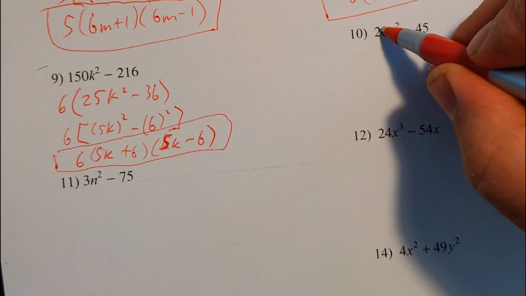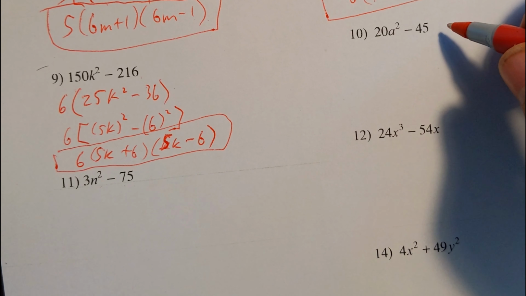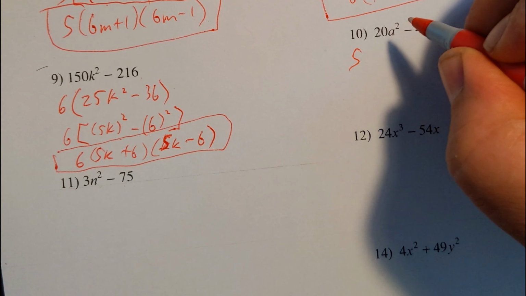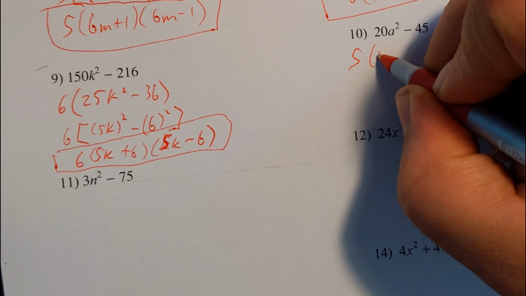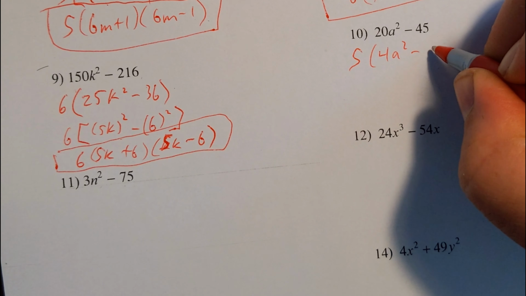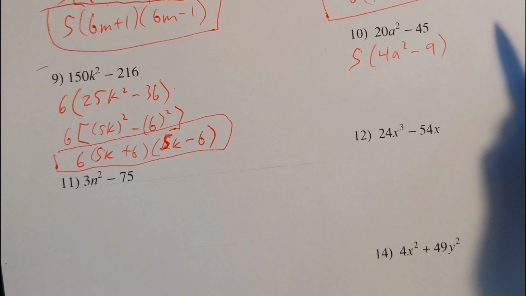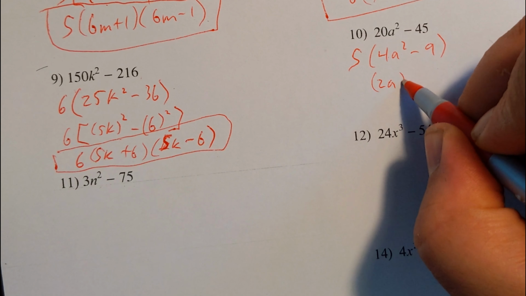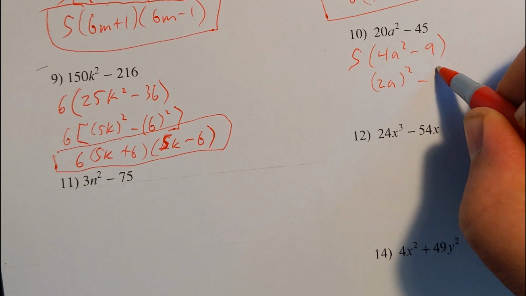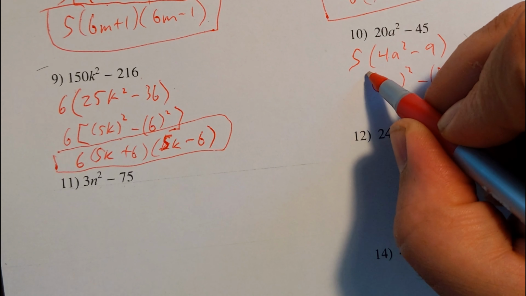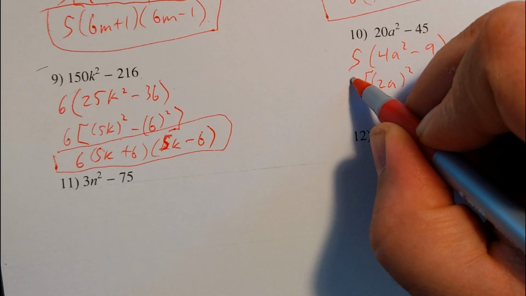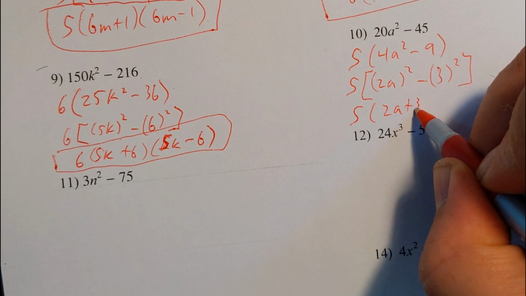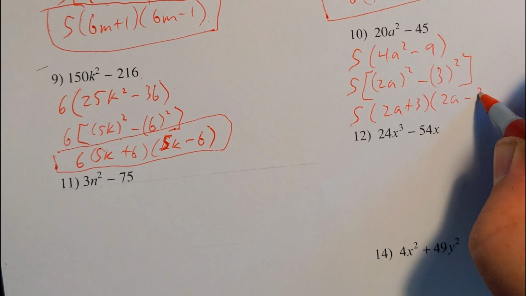Number 10, 20 and 45 can both be divided by 5. So if you pull 5 out of here, you're going to end up getting 4a squared minus 9. And the 4a squared is going to be 2a being squared, and the 9 is going to be 3 being squared, and all of this is being multiplied by the 5. So we have 5, 2a plus 3, 2a minus 3.